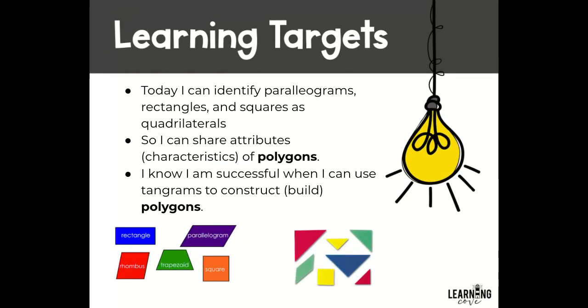Our learning targets are, today I can identify parallelograms, rectangles, and squares as quadrilaterals. So I can share attributes or characteristics of polygons. I know I'm successful when I can use tangrams to construct or build polygons. I'm going to say the word polygons a lot in this lesson. If you want, you can keep a tally mark, keep track. Let me know after how many times I say it.